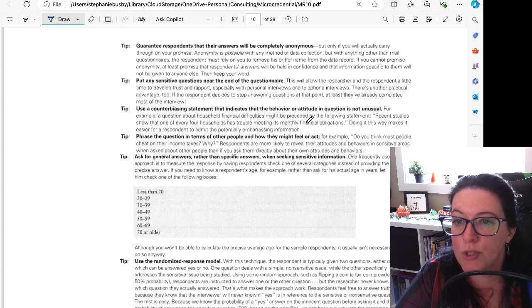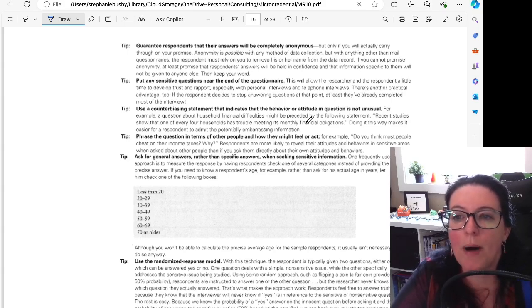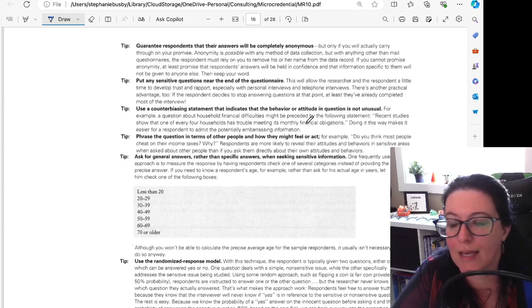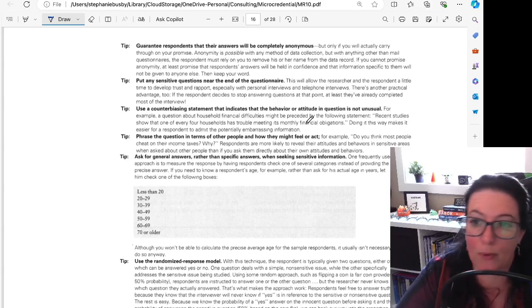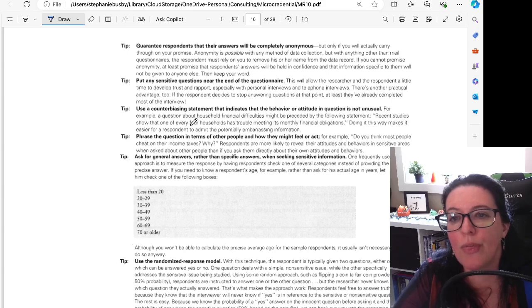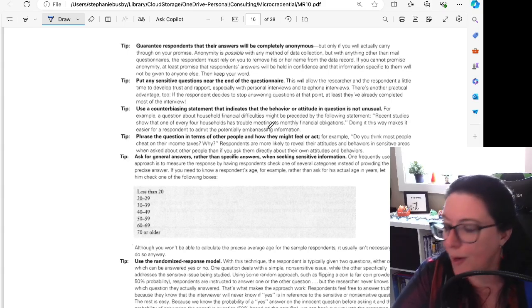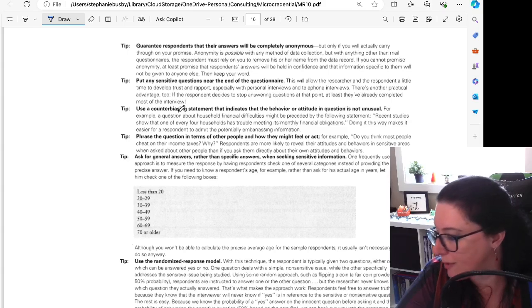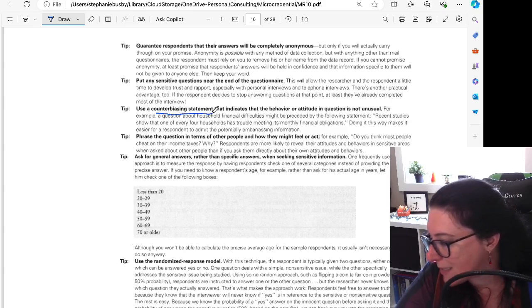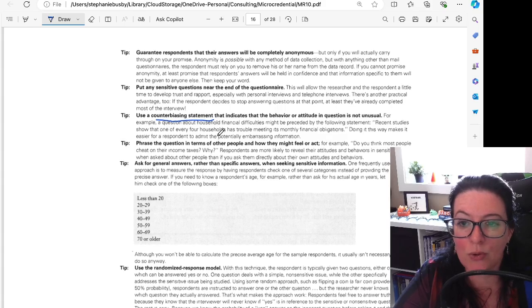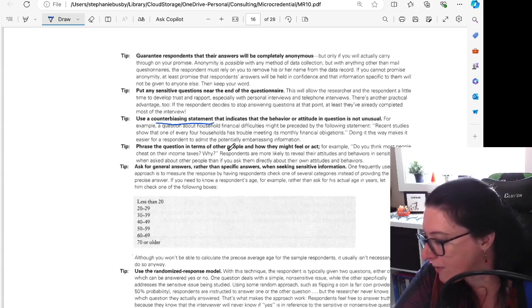So you've helped reduce that kind of stigma that's attached to the inability to pay by saying, okay, well, the study shows that it's pretty common. 25% of people can't pay their bills. So then people feel less embarrassed when they are responding to those sensitive questions. So that is a counter-biasing statement that you can use to help increase the response.